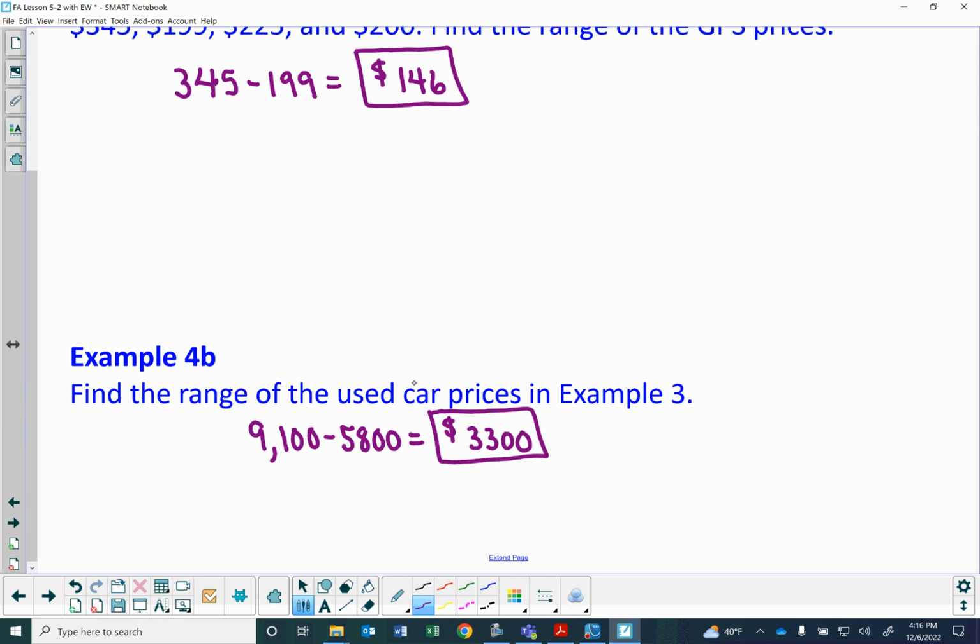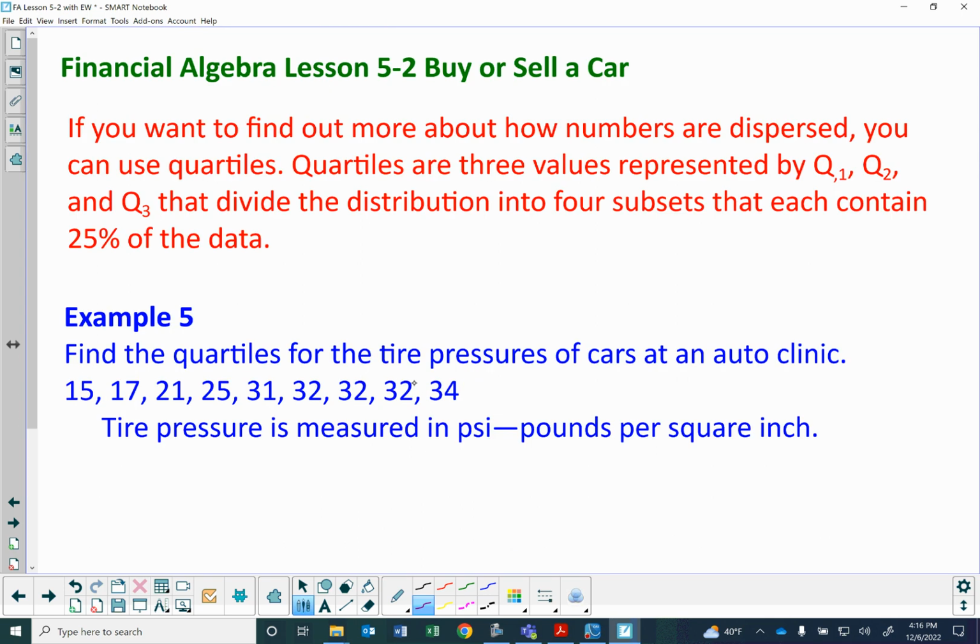All right, now, many times we want to find out more about how numbers are dispersed. When you want to find out how numbers are dispersed, you can often use quartiles. Quartiles are 3 values represented by Q1, Q2, Q3 that divide the distribution into 4 subsets, each containing 25% of the data. I'm going to teach you how to find your quartiles and your interquartile range, which is important because these will be used in the next couple of lessons. So it's really important that you understand how to find a quartile, how to use the quartiles, and how to find an interquartile range.